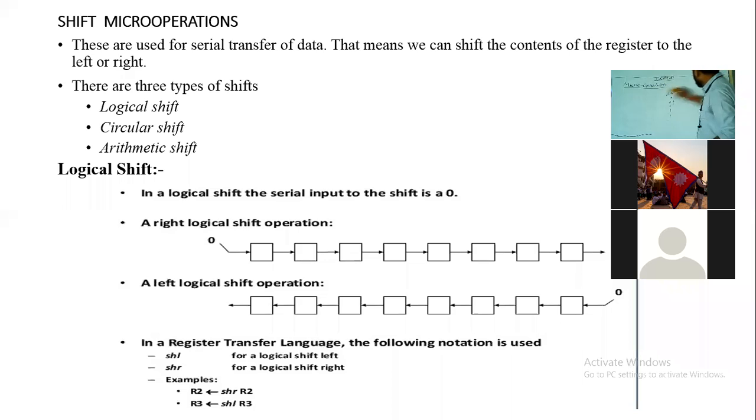Okay, let's take an example. Suppose we have a 4-bit register, 1, 0, 1, 0, and this is the first number, and the second number is 0, 1, 0, 1. This is our second number. What will be the output by using the AND operation? Tell me, what will be the output?